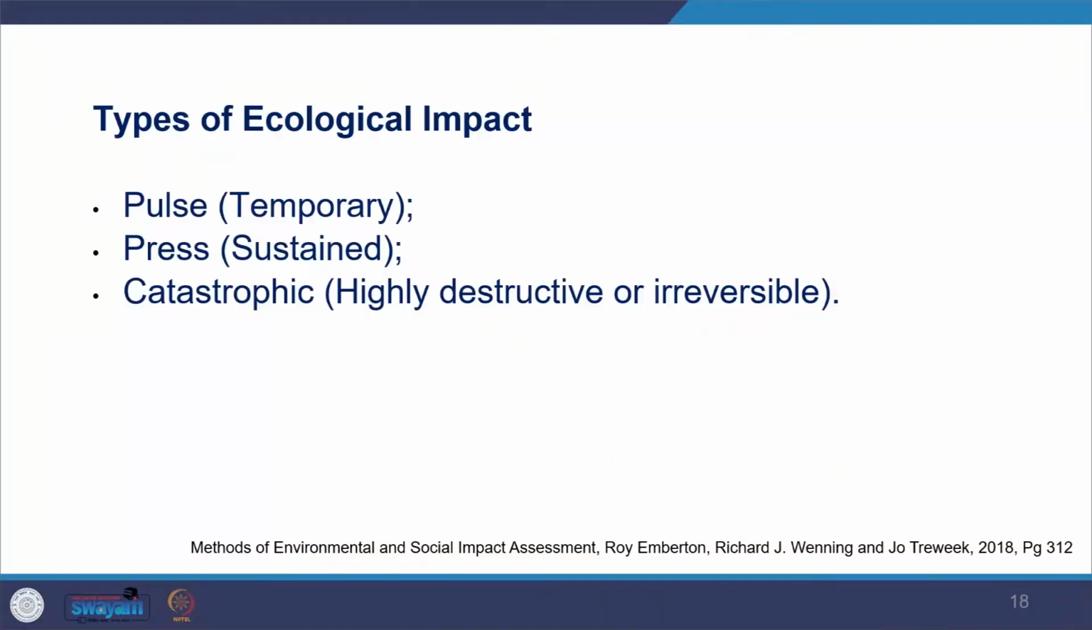We're looking at the types of ecological impact, and there are three types of disturbances which happen. One is the pulse, which means very temporary disturbances, and then there is a press, which is a sustained disturbance which goes for a longer time. So those kinds of disturbances can also happen. And then there can be catastrophic, something which has a very intensive negative impact, and which you cannot really change.